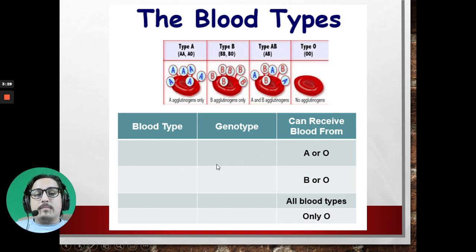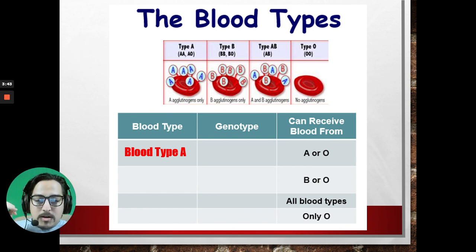Okay, so the first blood type is type A. Before I keep going, I forgot to mention, we're not going to talk about O negative, O positive, or whatever, right? No positives or negatives. We're going to talk about just the basics here. If you want to know about that other stuff, you'll learn more in the future.